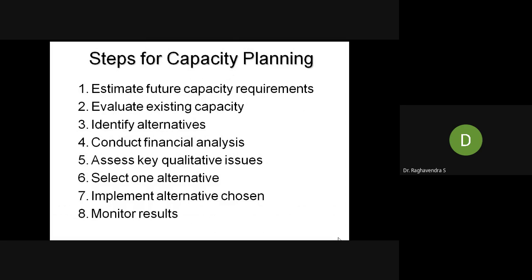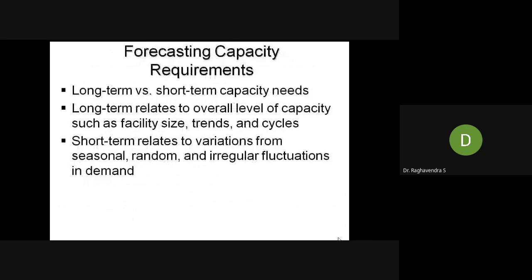Select one alternative. Implement the alternative, choose and monitor the results. Means if that doesn't work, take another alternative, work on it, and monitor the results. Just analyze the results, and so you can achieve the goal. This is how you can slowly take up capacity planning in an effective manner.